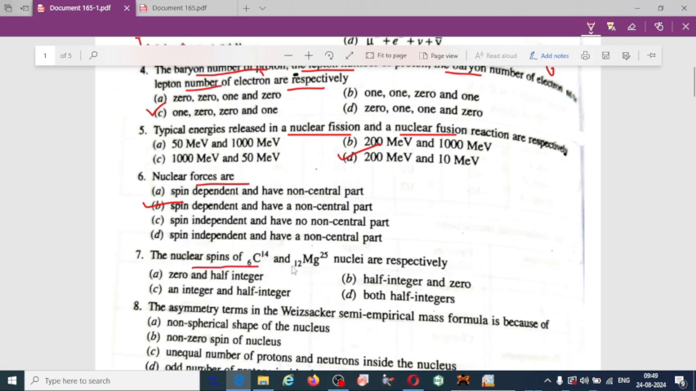Nuclear spins of carbon 14 and magnesium 25 nuclei are respectively.